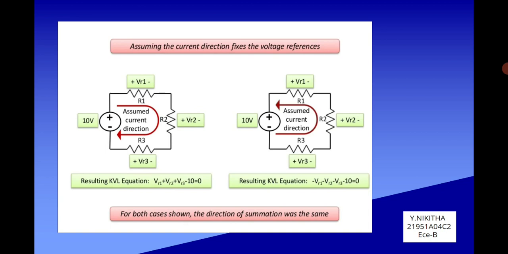Assuming the current direction fixes voltage references, the resulting KVL equation is VR1 plus VR2 plus VR3 minus 10 equals 0, and the other resulting KVL equation is minus VR1 minus VR2 minus VR3 plus 10 equals 0. For both cases shown, the direction of the summation was the same.